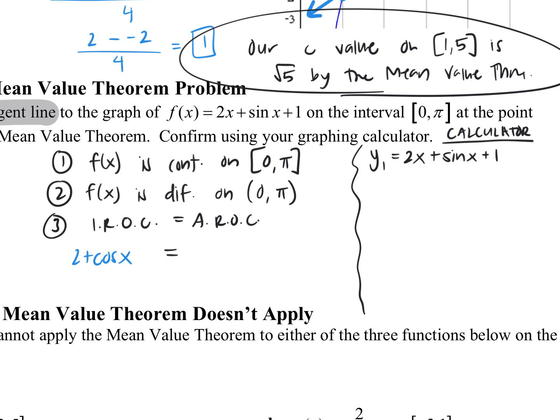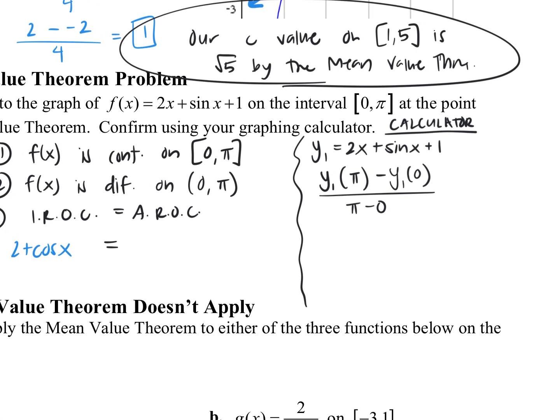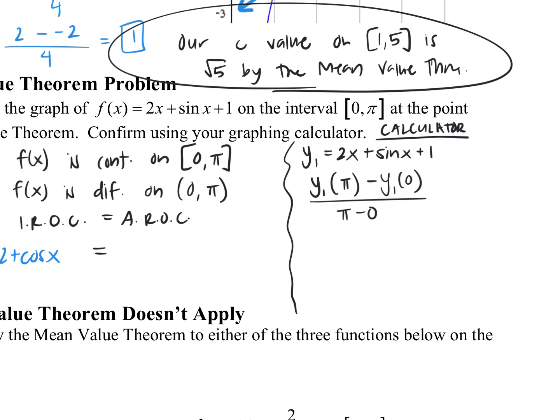Once you've typed that in, we're not going to graph it yet. We're going to find the average rate of change. So go back to your main screen and type in y1 of pi minus y1 of 0, all divided by pi minus 0. Now, two things we've got to remember. How do I type a fraction? A fraction is alpha y equals, which gives you that fraction.